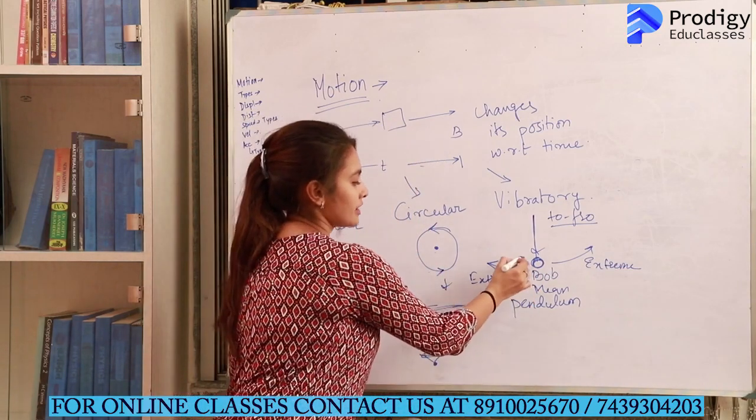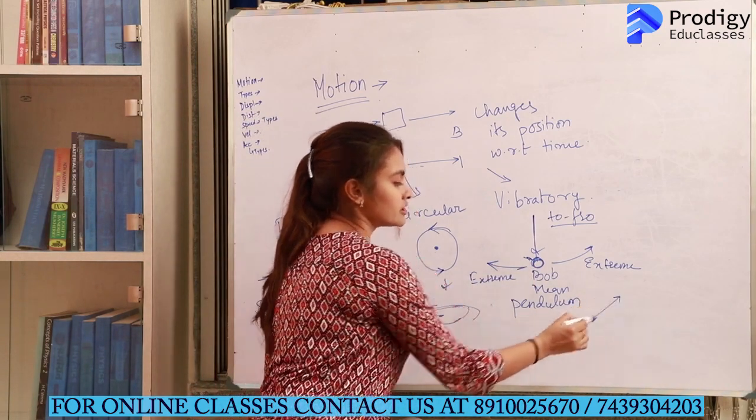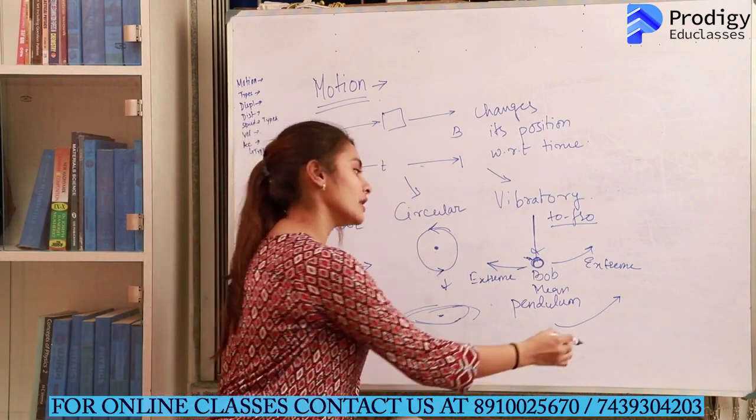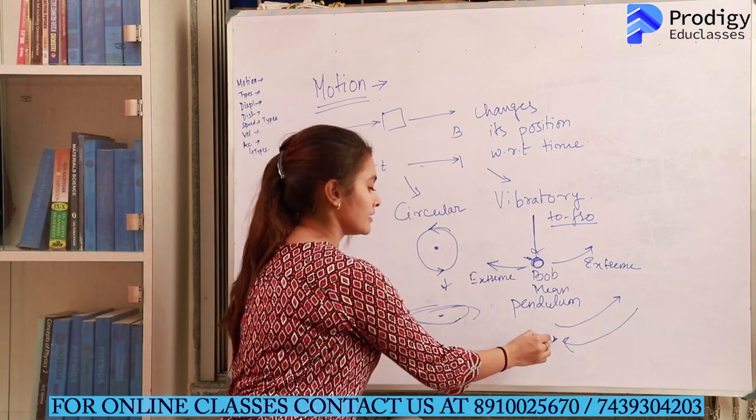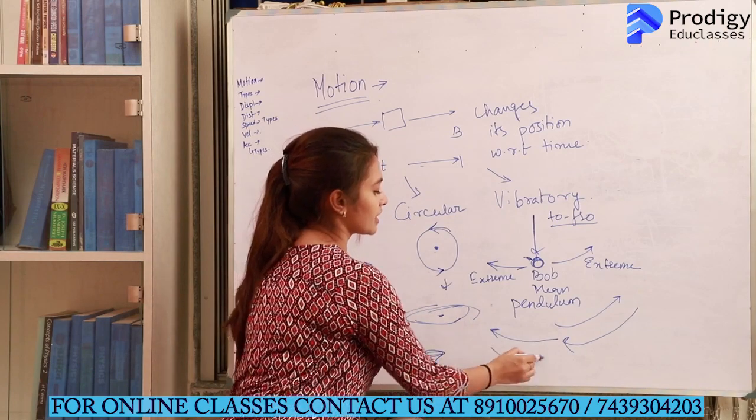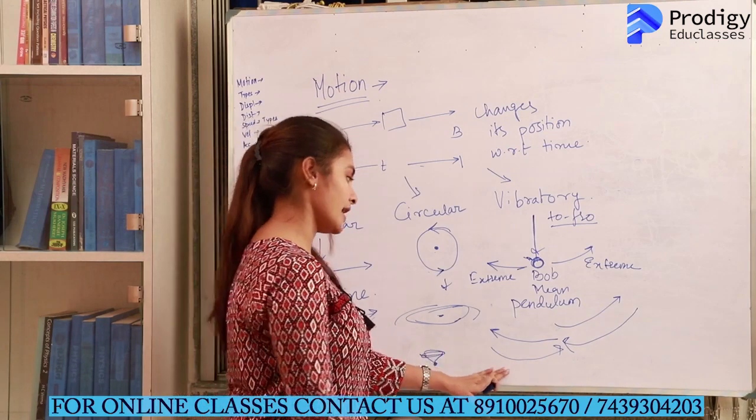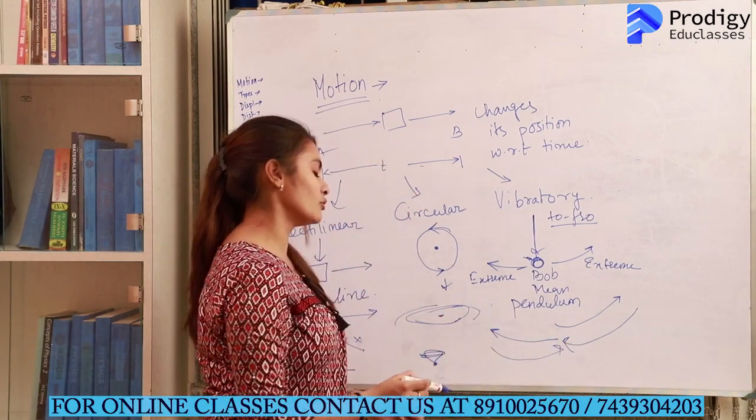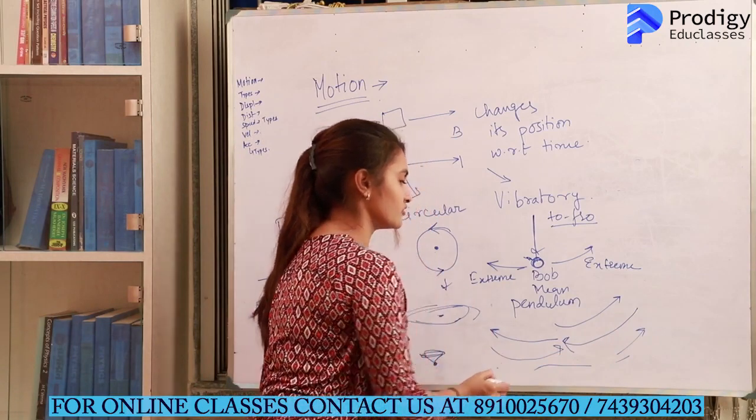If we give a slight push to this bob, then it will go from mean position to its extreme position. It will again come back from extreme position to mean position. Again, it will go to this position, and again it will come back to its mean position, which ultimately refers that it exhibits a to and fro movement. What is to and fro movement? This is to, and this is again fro movement.